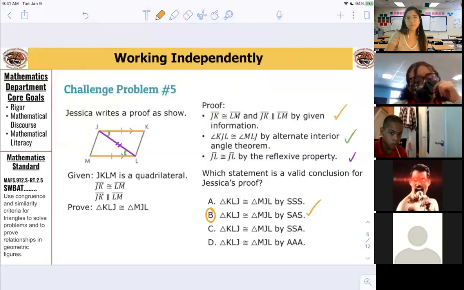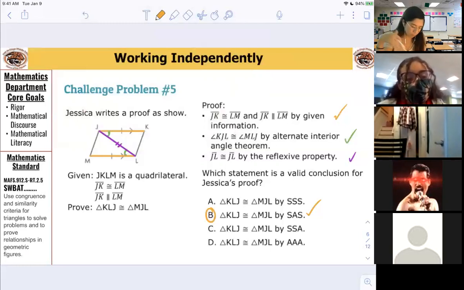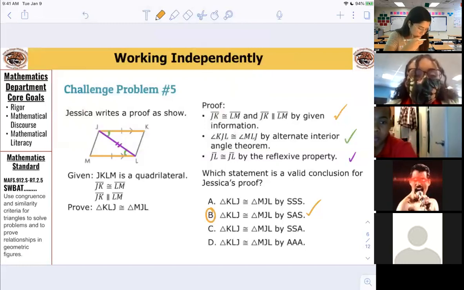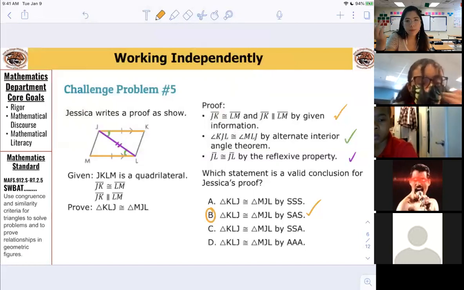No. Miss, I got the right answer, but I didn't read it because I said if they're parallel, then JL could be a transversal, and then the angle in the triangle would be made by the alternate interior angles. I didn't read it. You didn't read it, but you still had the right answer. Well, there you go.